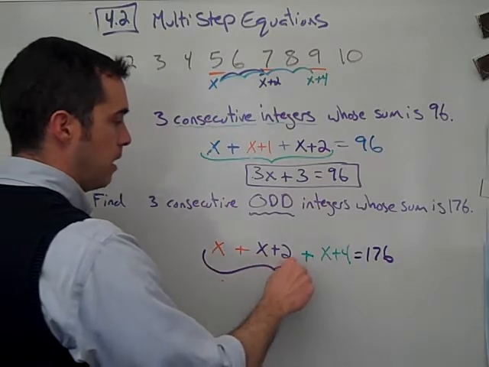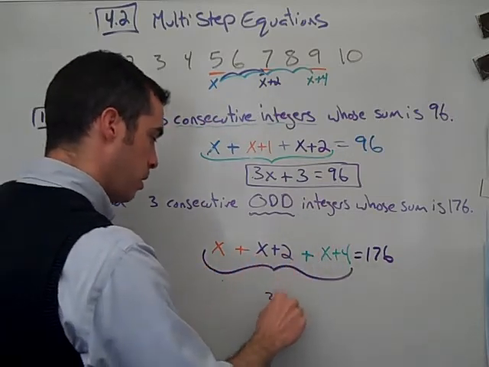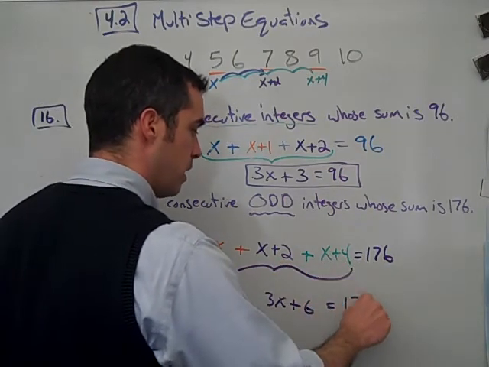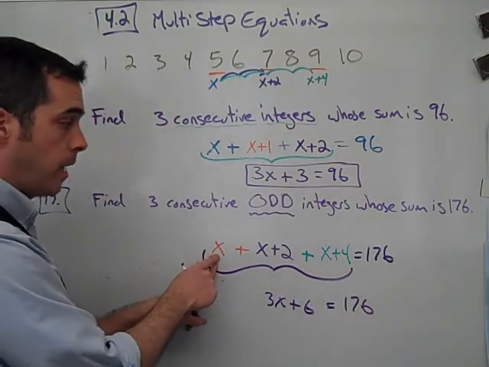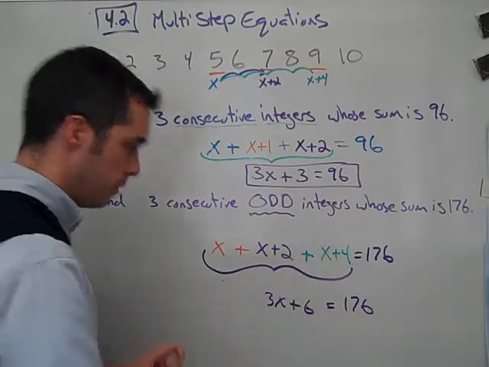Again, I'm going to combine like terms, x plus x plus x by the commutative property, 3x plus 6 equals 176. Subtract 6 on both sides, divide by 3. I get my first number. I add 2 to that, I get my second number. I add 4 to that, I get my third number.